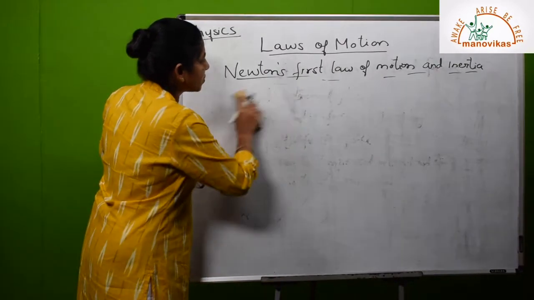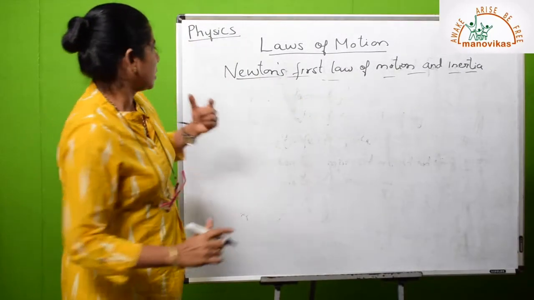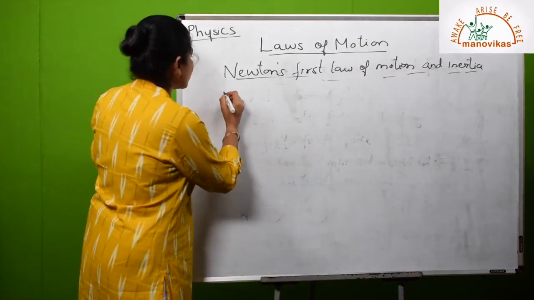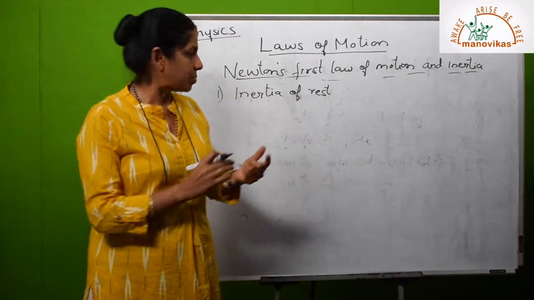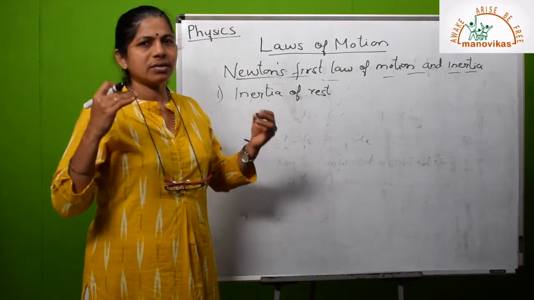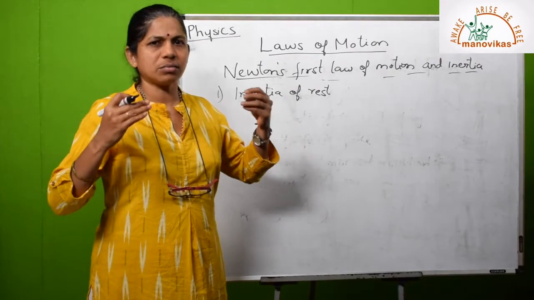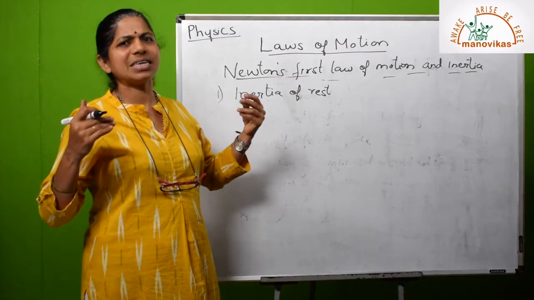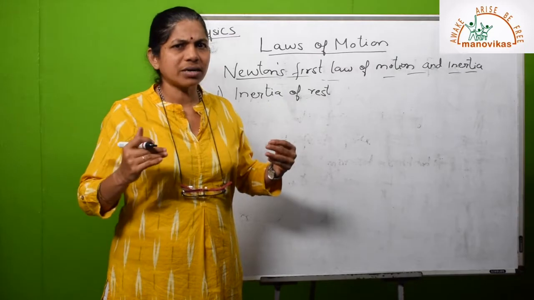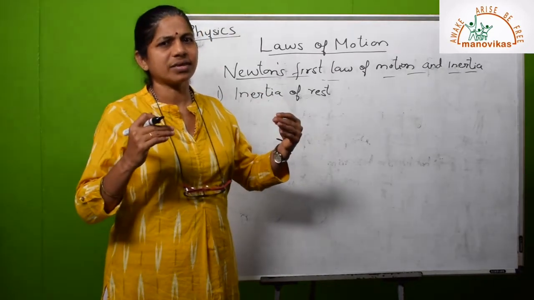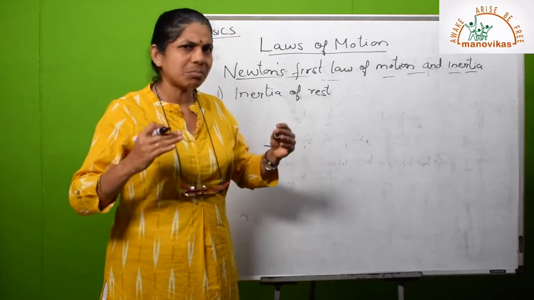So Newton's first law can be explained on the basis of inertia of rest and inertia of motion. First, an example of inertia of rest would be passengers sitting in a bus. The moment the bus starts, you find a person tends to lean in the backward direction. Now what is the reason? When a person is sitting in the bus and the bus suddenly starts, initially it is at rest, it is due to inertia of rest, the person in the bus is at rest.